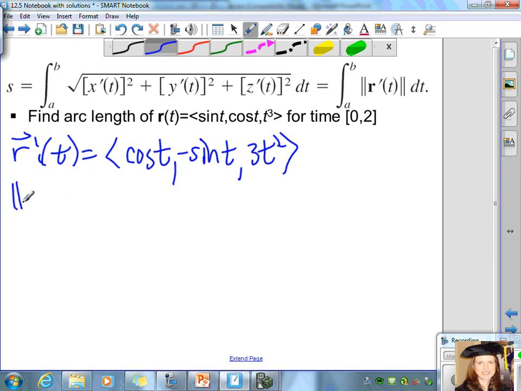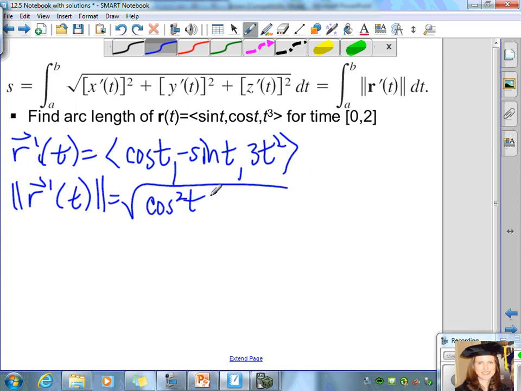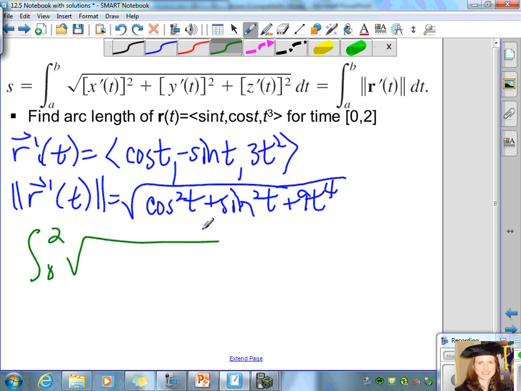I'm going to find the magnitude of r prime of t, the square root of cosine squared t plus sine squared t plus 9t to the fourth, all under the square root. Now we can use that when we set up our definite integral from 0 to 2. I'm going to simplify this because I know that cosine squared t plus sine squared t is equal to 1. So it's the integral from 0 to 2 of the square root of 1 plus 9t to the fourth dt.